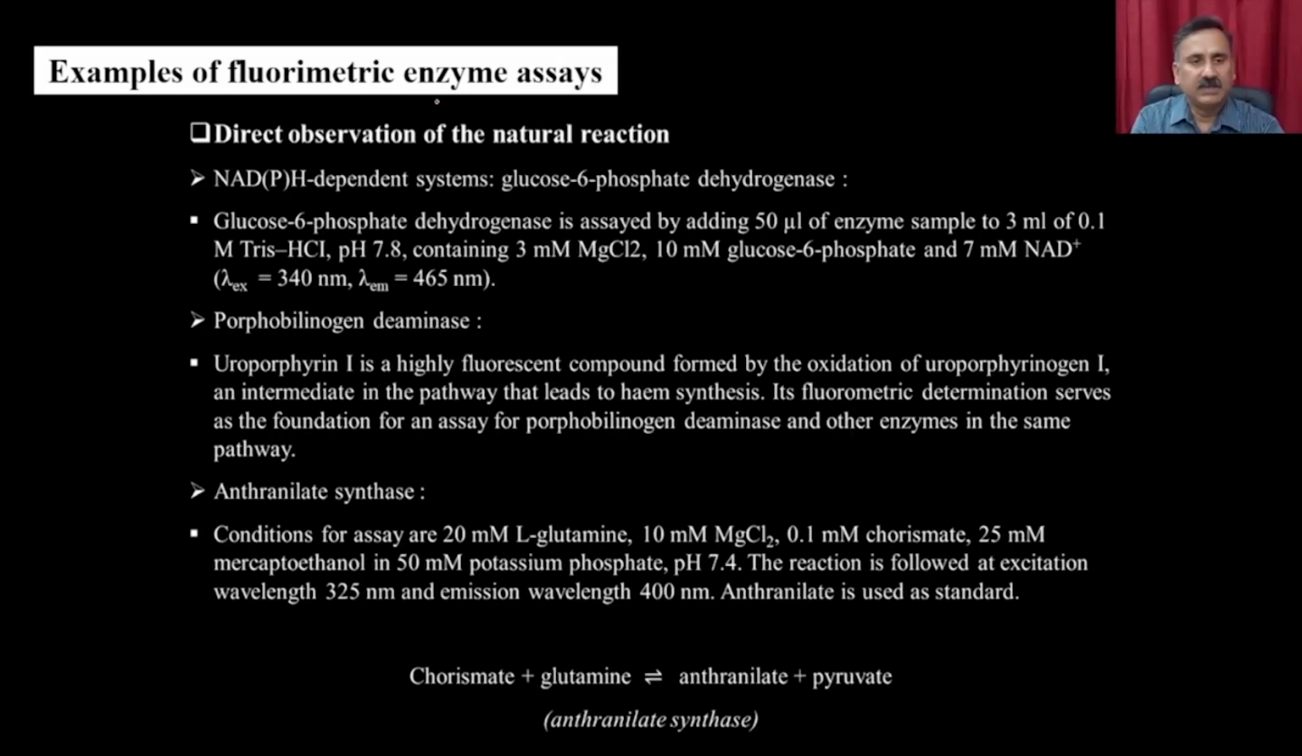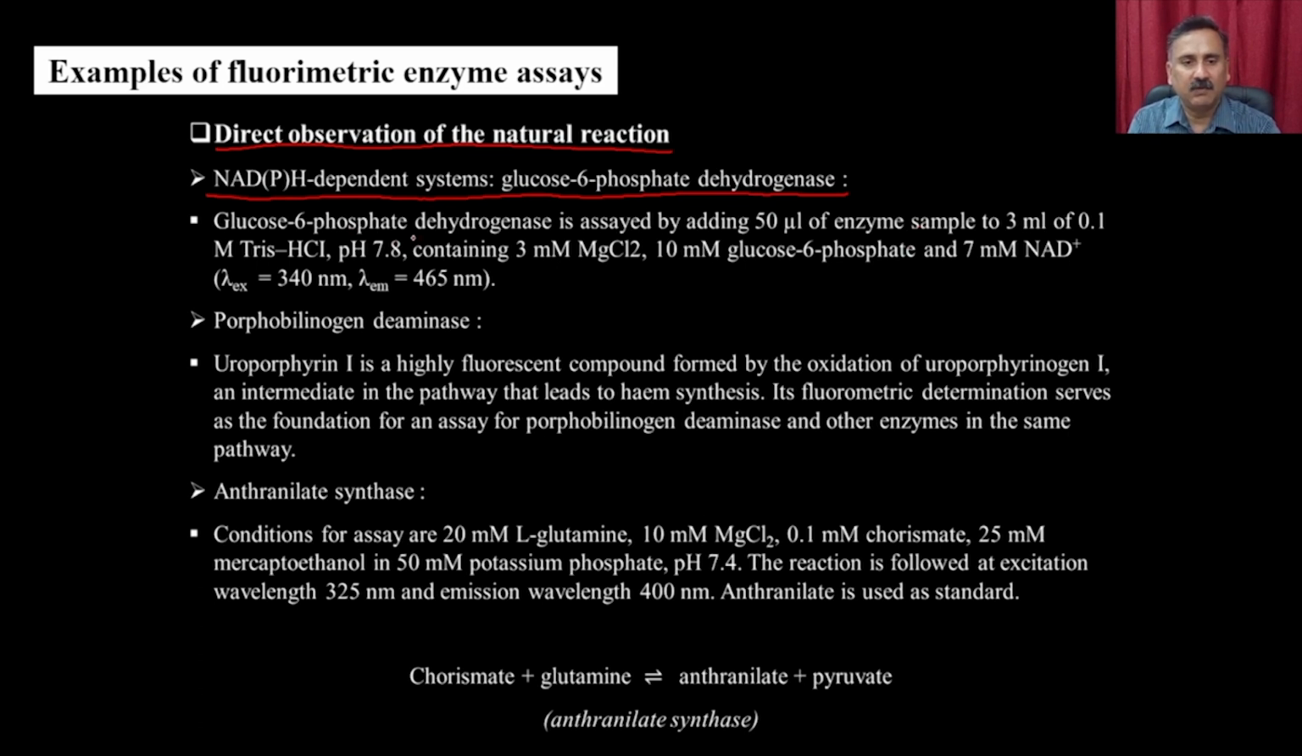Examples of fluorometric enzyme assays. You can have direct observation of the natural reactions, for example, the NADPH dependent glucose 6 phosphate dehydrogenase. You remember that we have used photometric assays also to measure the dehydrogenase assay. In the same way, you can use fluorometric assays.